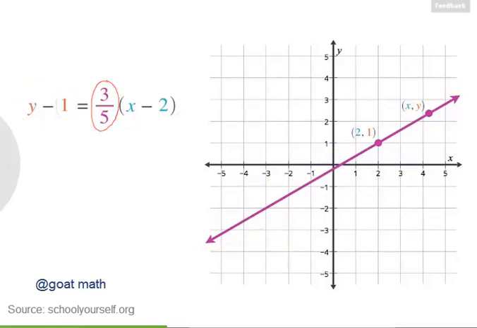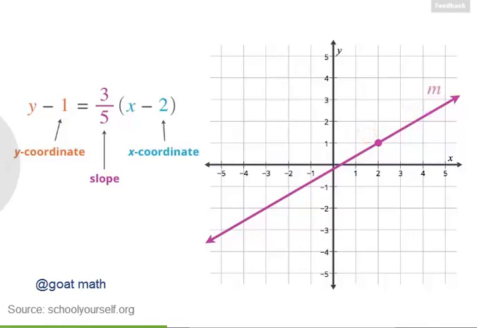Now where did these numbers come from? Well, 3/5 is the slope of the line, 2 is the x-coordinate of the point our line passes through, and 1 is the y-coordinate of the point. In general, for a line with slope m that passes through a point with coordinates x1, y1, you can plug in m for the slope in this equation, x1 for the x-coordinate, and y1 for the y-coordinate.